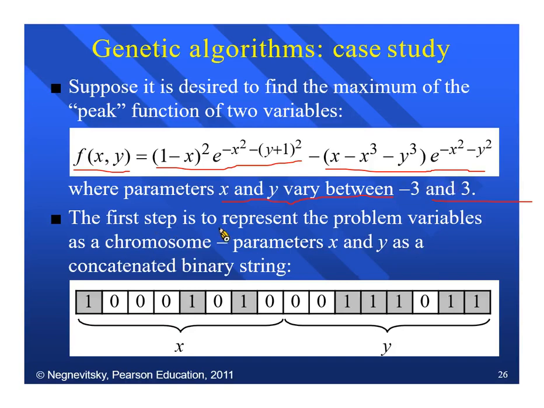The first step is to represent the problem variables as a chromosome. So parameters x and y are represented as concatenated binary strings. For example, like here, we use 8 bits for x and 8 bits for y to do the encoding.